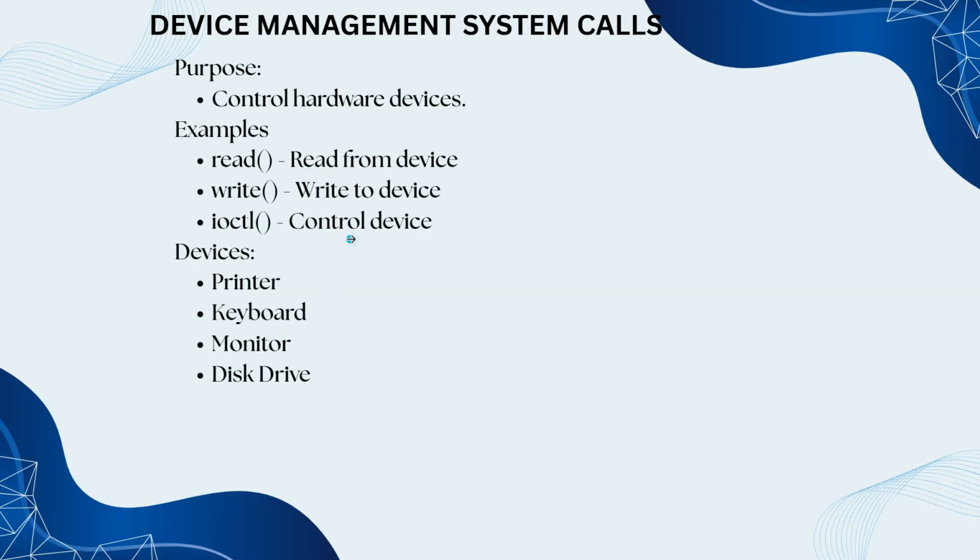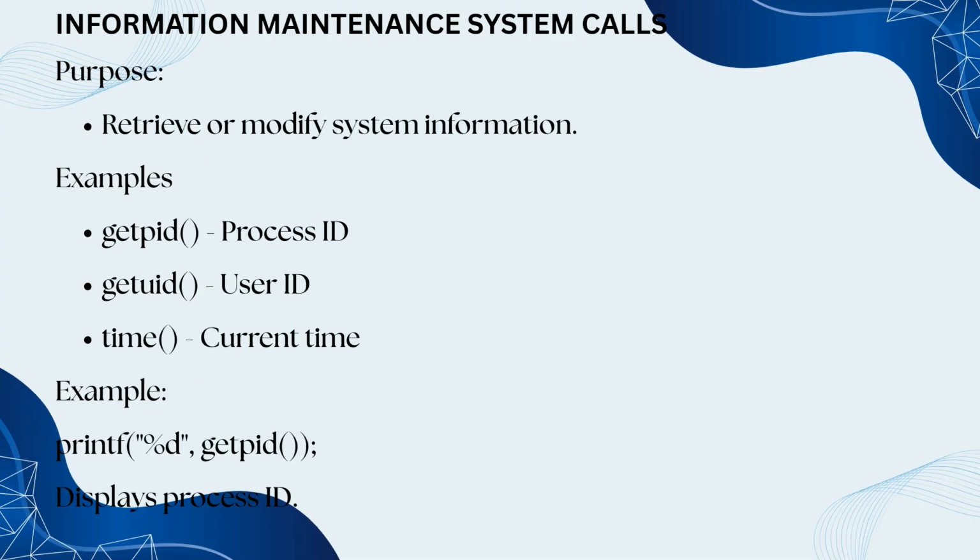The next system call type is device management system calls. It is used to control all the hardware devices. Some common system calls are the read system call, used to read the information from the device; the write system call, used to write the information to the device; and ioctl, IO control, used to control the devices. The common devices are printer, keyboard, monitor, and disk drive.